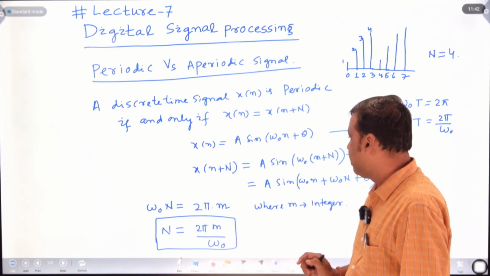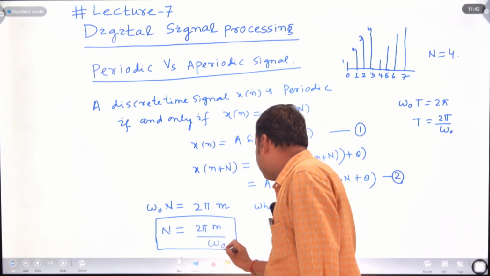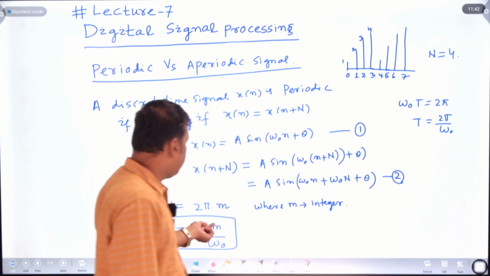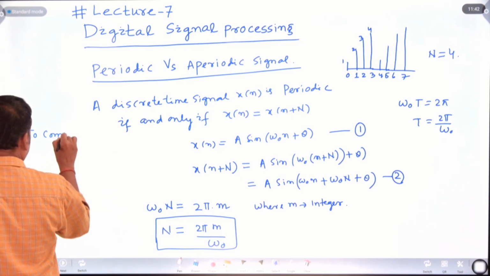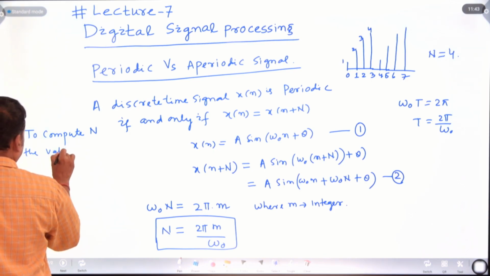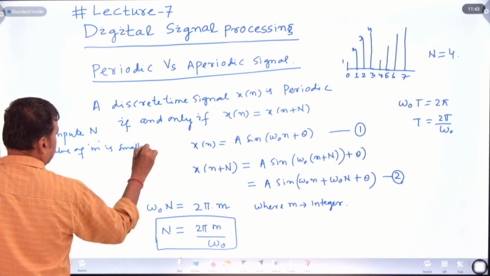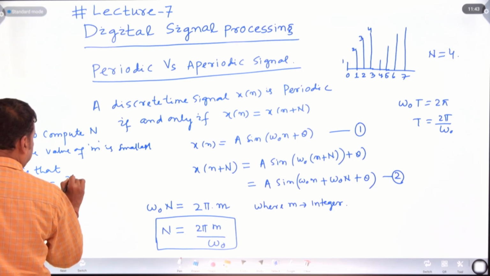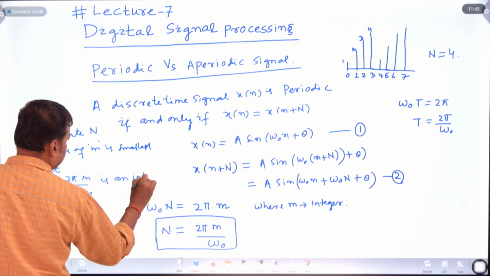Another important thing is what? To compute N, we have to choose the smallest or minimum value of m, so that N equal to 2 pi into m by omega 0 is an integer. It is most important.